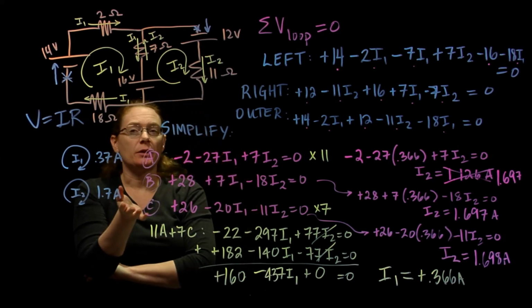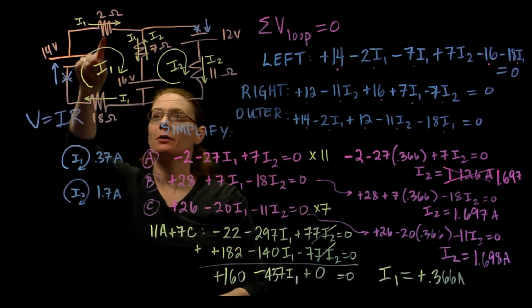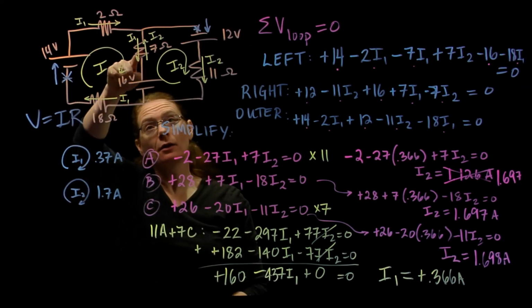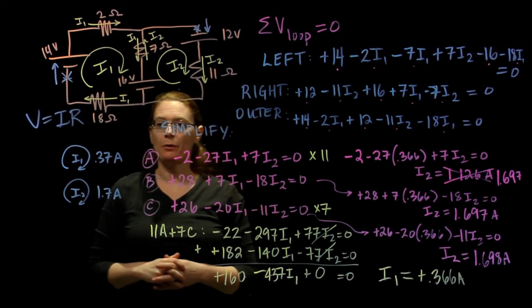And have we answered the question? Well, we know the current everywhere in the circuit. So if I wanted, I could figure out the current through here, here. I could calculate the current through that little resistor if I wanted, through there. I know everything. So there we go. Good job.